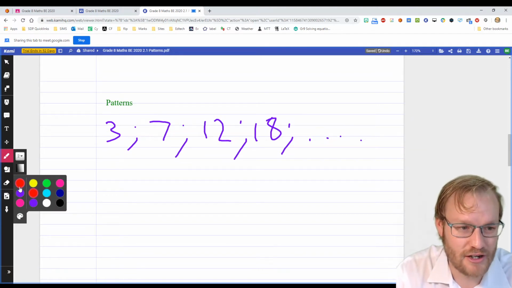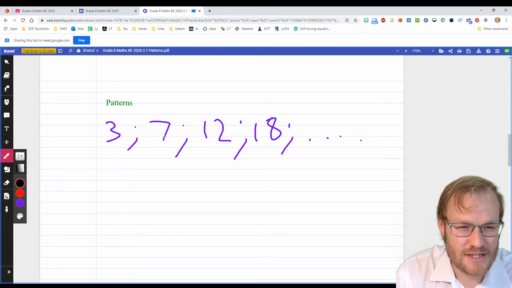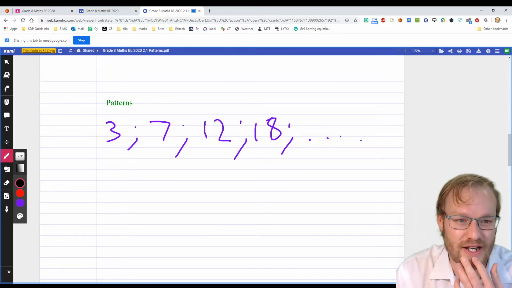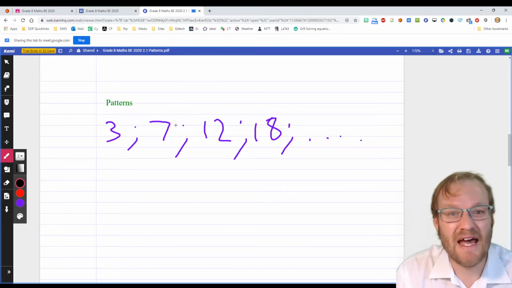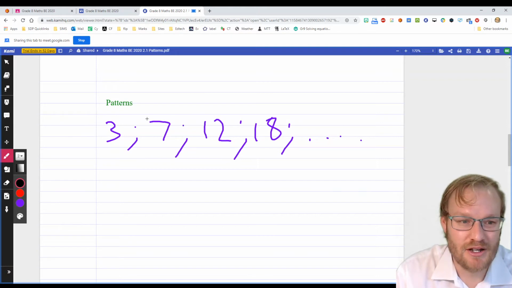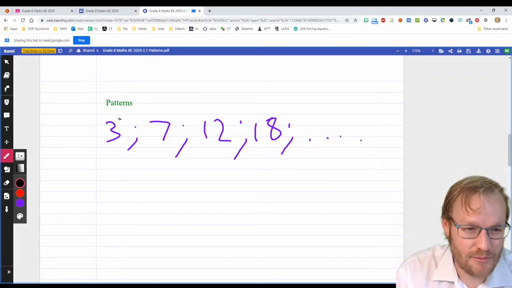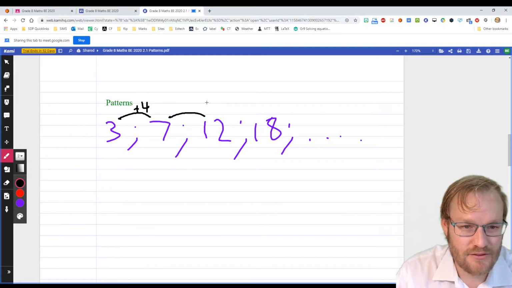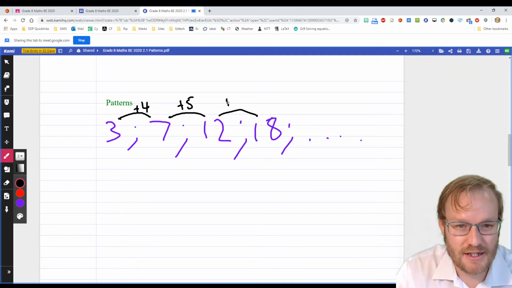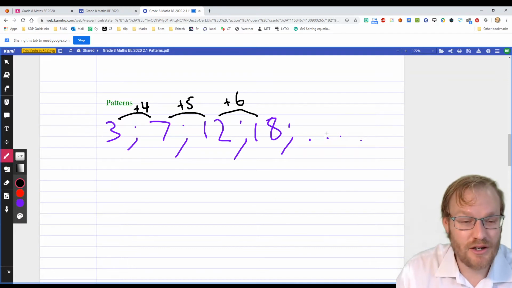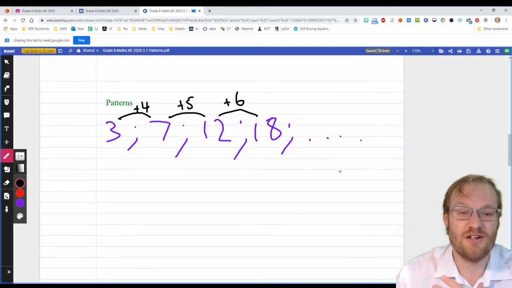So you start looking at it and going, well, 3 to 7, the most basic thing we can look at is what happens if we're just adding. And we're not always going to be adding, but say now we're just adding. How did we get from 3 to 7? We added 4. How did we get from 7 to 12? We added 5. How did we get from 12 to 18? We added 6.